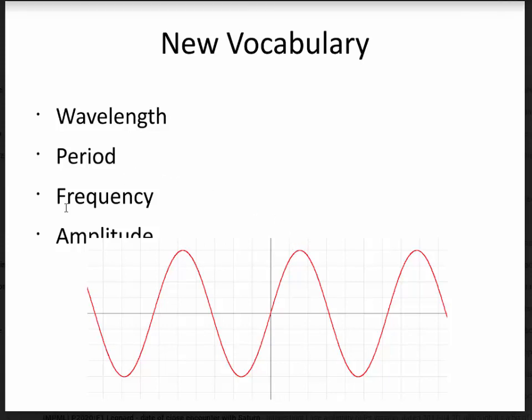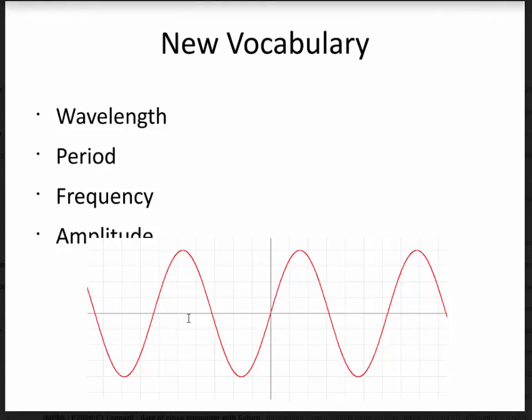Okay, next let's talk about amplitude, A-M-P-L-I-T-U-D-E. You see this line going through the middle of the wave? This is called the equilibrium position. On the diagram you're making for your notebook, please label equilibrium position. The amplitude is the maximum distance from the equilibrium position.